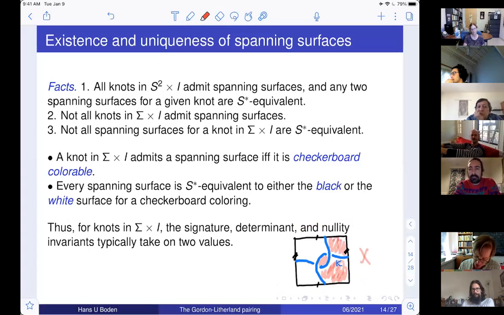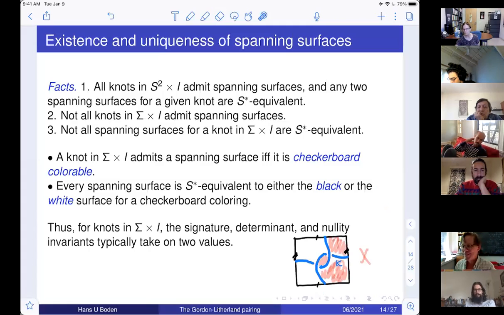Now what is true though, is if you have a knot that's checkerboard colorable, then every spanning surface is S-star equivalent to either the black surface or the white surface. So the bad news is not so bad. There are really just two sets of invariants. You fix the coloring, then you'll have one set of invariants for the white surface and another set of invariants for the black surface.